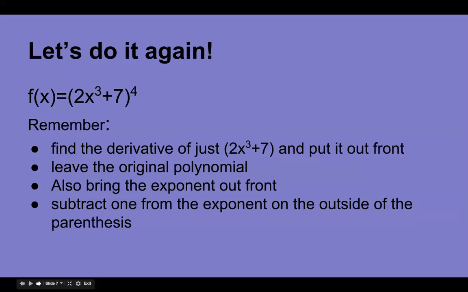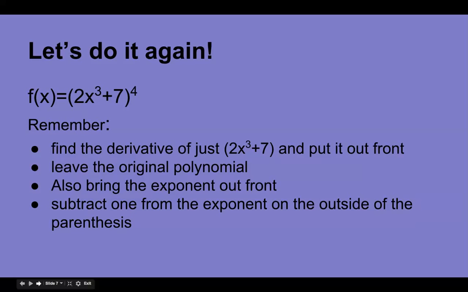So for our next problem, we have (2x cubed plus 7) all raised to the 4th power. So just remember to find the derivative, you're just going to find the derivative of what's on the inside. So 2x cubed plus 7, you're going to put that out front, leaving the original polynomial, and you're also going to bring the exponent out front. That'll multiply the derivative that you've taken out. And then lastly, subtract 1 from the exponent on the outside of the parentheses.